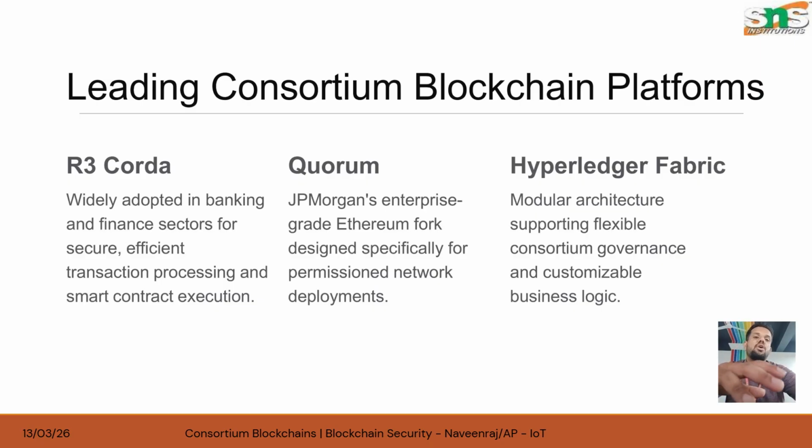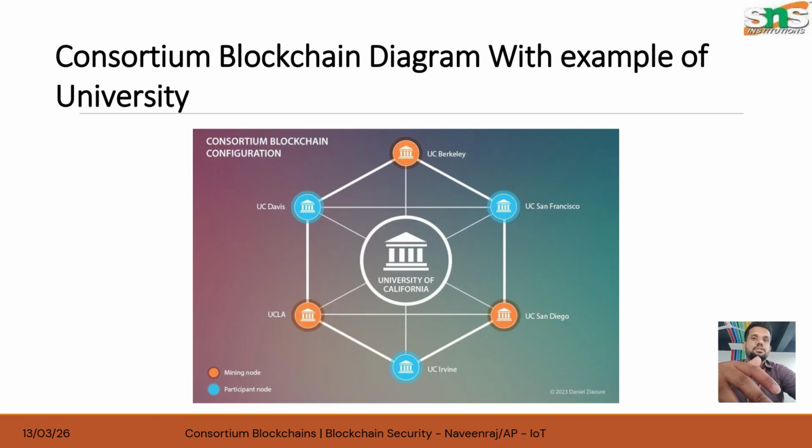Next layer will be the smart contract layer. It automates business logic and executes rules automatically. If payment is received, it releases goods. That's all. Next one is the application layer. These are end user applications like dashboards, portals, etc. For example, banking apps and supply chain tracking systems. So this is the final layer of the Consortium blockchain.